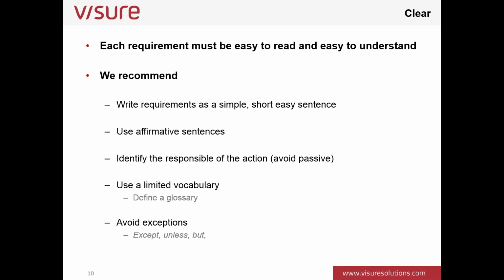When writing the requirement, we recommend that it is written as a simple, short, and easy sentence. Okay, always use affirmative sentences. Sometimes it's difficult when you use a negation or a double negation. You mustn't specify what the system is not going to do. You have to specify what the system is going to do. Anything else is not going to be done by the system. So use affirmative sentences. Sometimes using a negative is not so easy to understand.